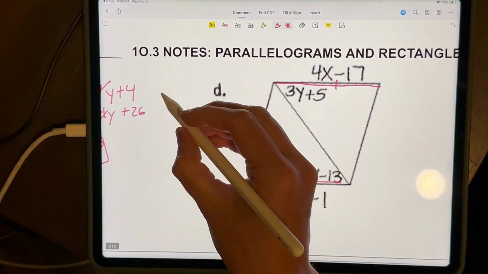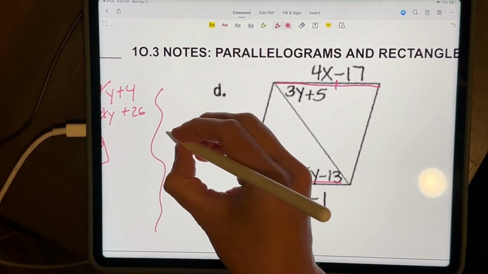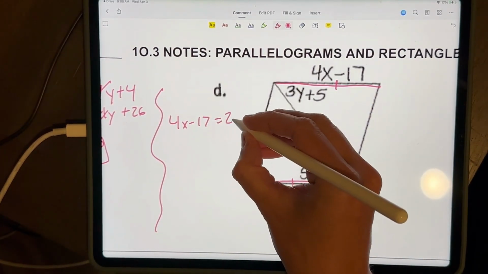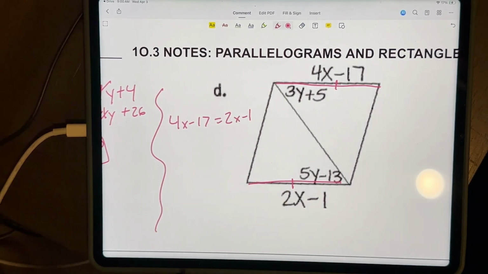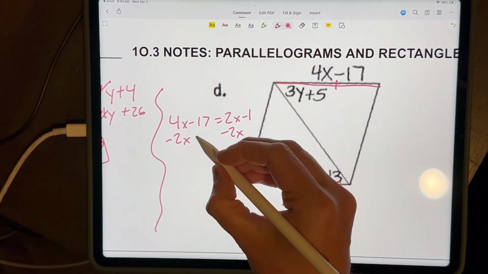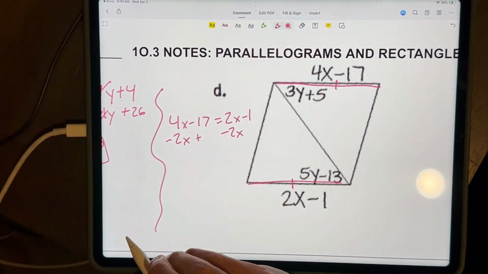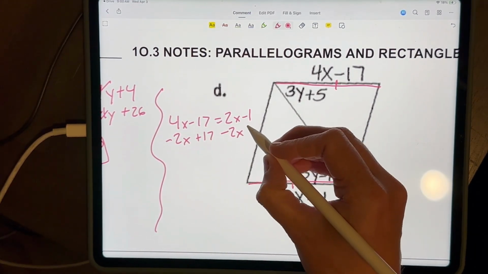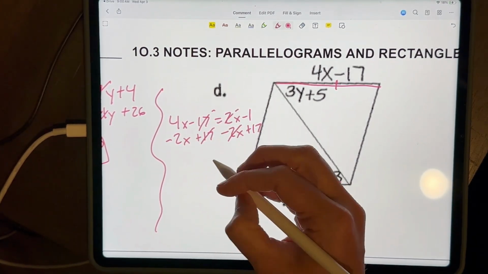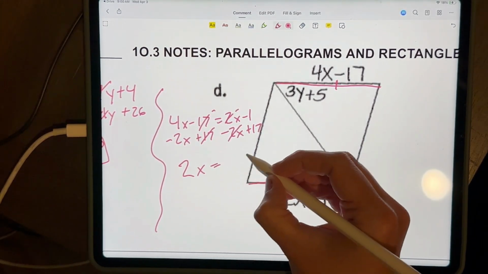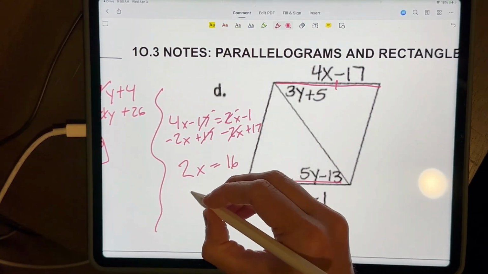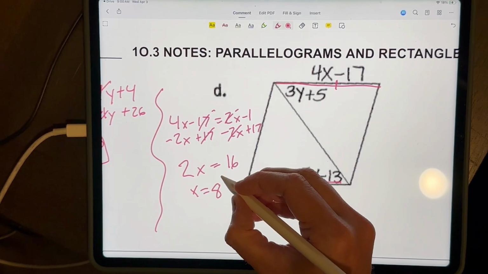So I'm going to do it over here. So 4x minus 17 equals 2x minus 1. Okay, minus 2x, add 17, just make sure I do this all right. 2x would be left, negative 1 plus 17, or 17 minus 1 is 16, so x should be 8.